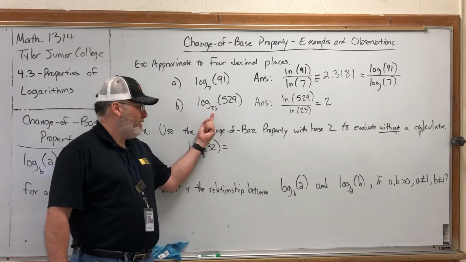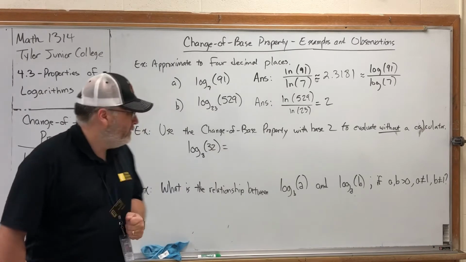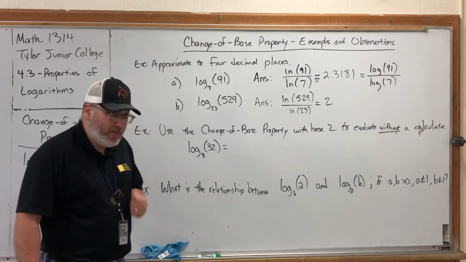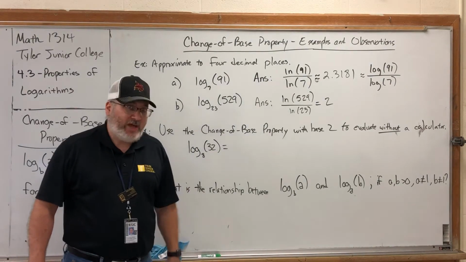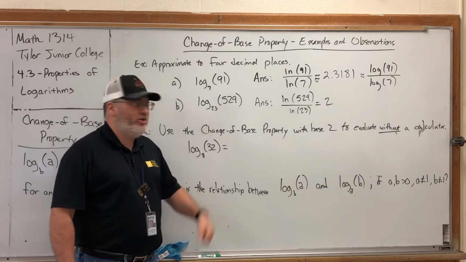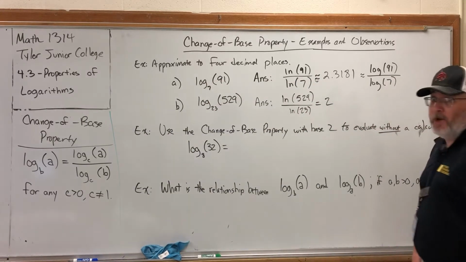Oh, you didn't know 23 to the second power was 529? I did. But had you known that in advance, you could look at it and go, oh, it's just 2. Because I know the question it's asking, what power turns the base into the argument. But it's okay if you didn't know it, because the change of base property still gets the job done.